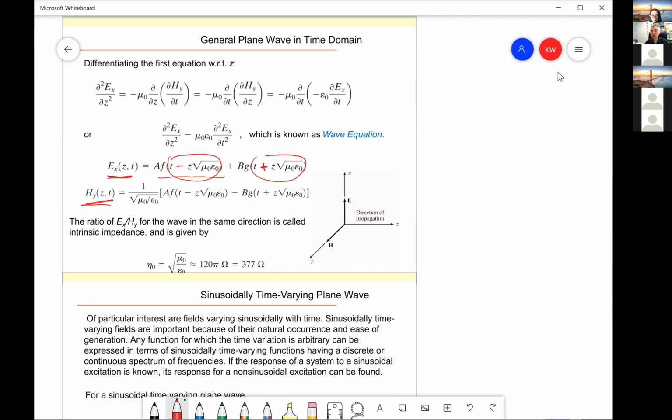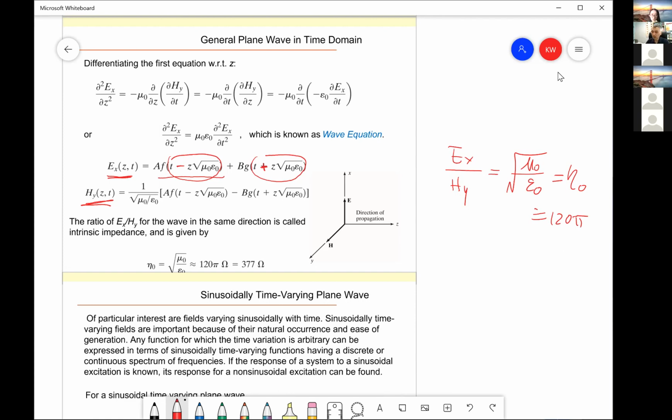These two solutions represent waves propagating in two opposite directions. Also, the ratio of Ex over Hy must be a constant. This constant we define as eta 0, which is approximately equal to 120 pi.